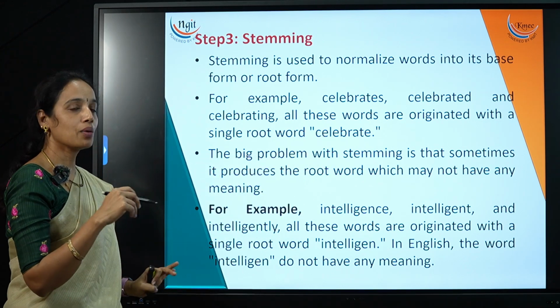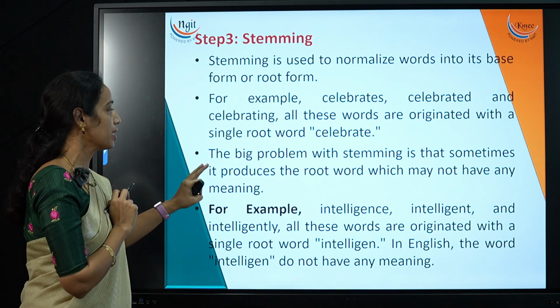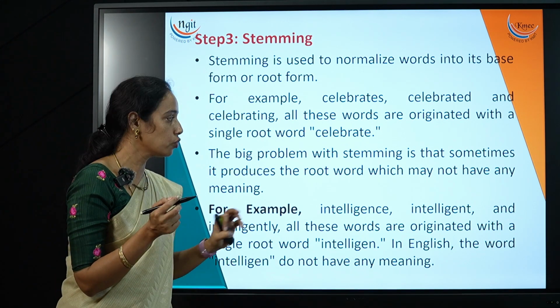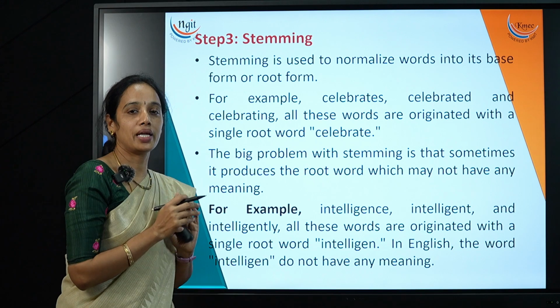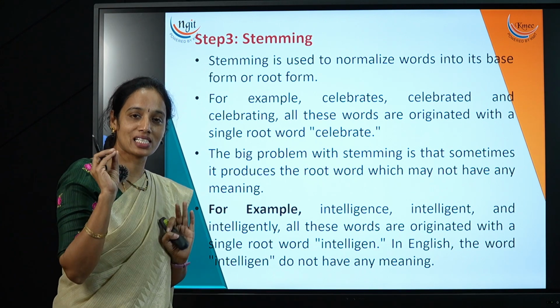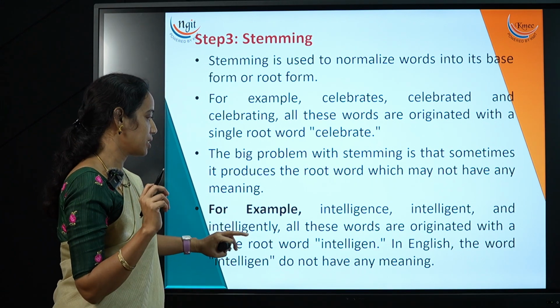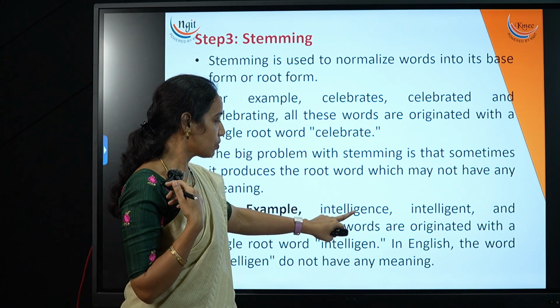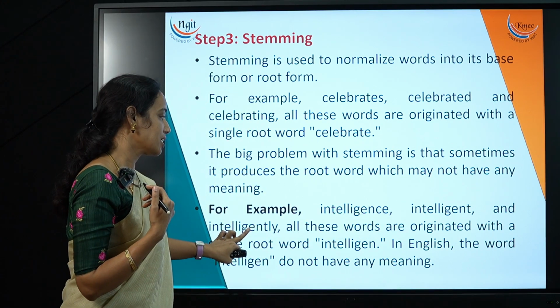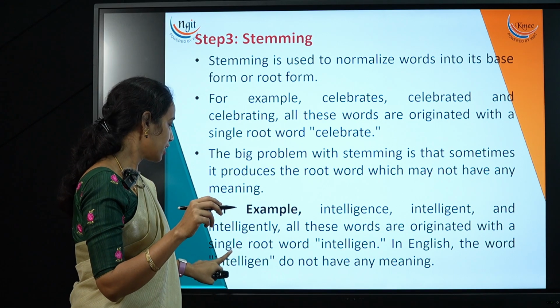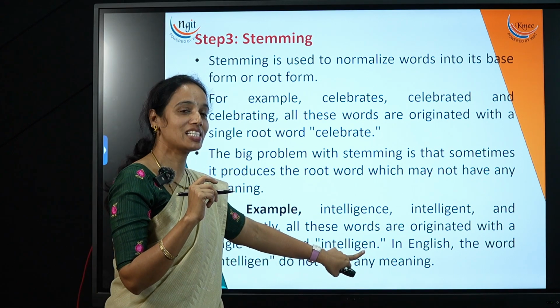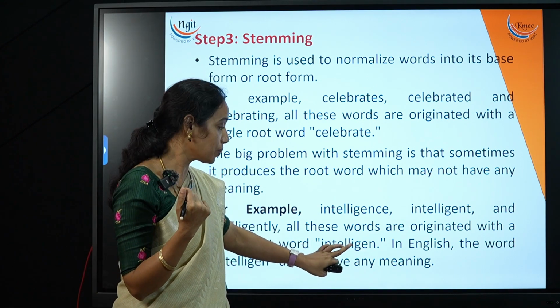that is called celebrate. But the biggest problem with stemming is that sometimes it forms a root word which may not have a meaning. It doesn't give you a dictionary word. See, just the example, see here. In a particular sentence, we have intelligence, intelligent, and intelligently. All these words originate from a single root word called intelligent. But there is no specific meaning for this word.